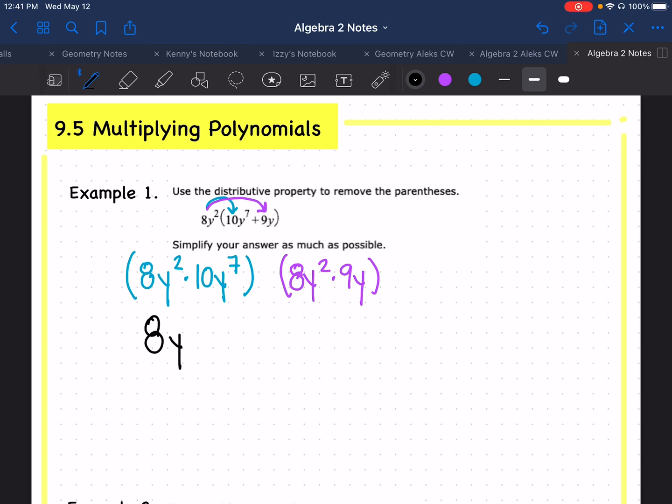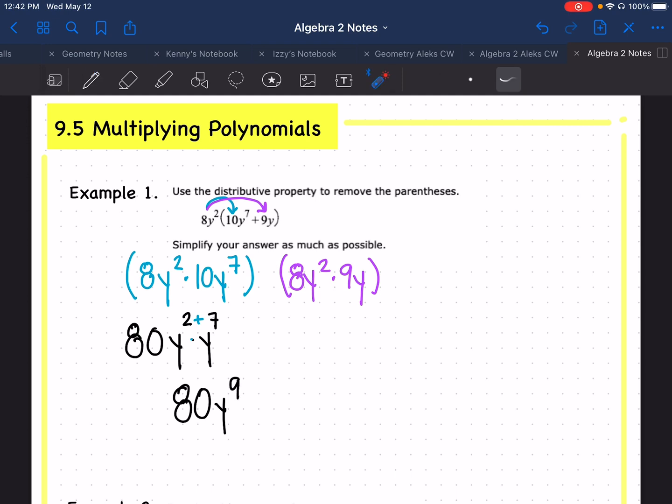And then I have to remember what I can do to the y squared times the y to the 7th. Since they both have the same base of y, the rule says when you are multiplying the same base, you can add the exponents. So that's what I'm going to get here. I just noticed that I said 80, but I only wrote 8. There we go. 8 times 10 is 80. So I would end up with 80y to the 9th.